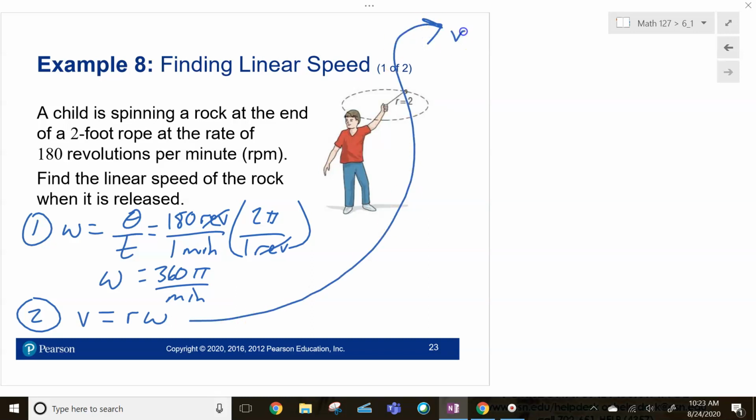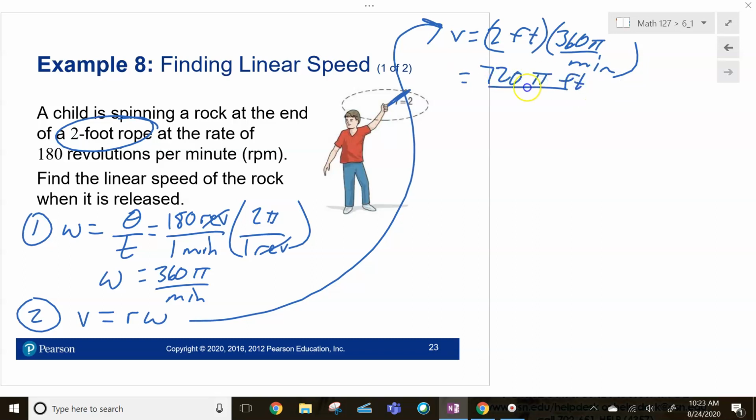So let me go over here. My rope is 2 feet, see, our radius there is 2 feet. So r, 2 feet, times our omega, 360 pi per minute. So it looks like we have 720 pi feet per minute. Okay, so you punch that in, 720 times pi, and we get 2261.946711 feet per minute.